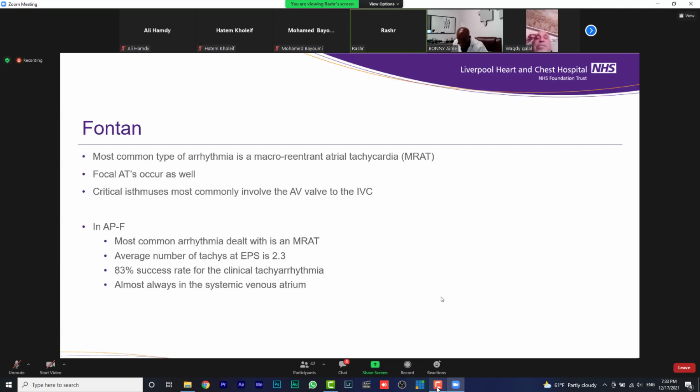So if you look in the atriopulmonary group, it's almost always a macro-reentrant atrial arrhythmia. You can almost always get it in the systemic venous atrium. And the number of tachys that you would see in most people would be at least 2. And certainly my experience is I virtually never get less than 3 in these people when they come for their procedures. And once we can get a success rate on the day for the clinical one of about 80%, I think the recurrence rate is at a minimum 30-40% over the next couple of years. And most people understand that they will need to come back for multiple procedures.